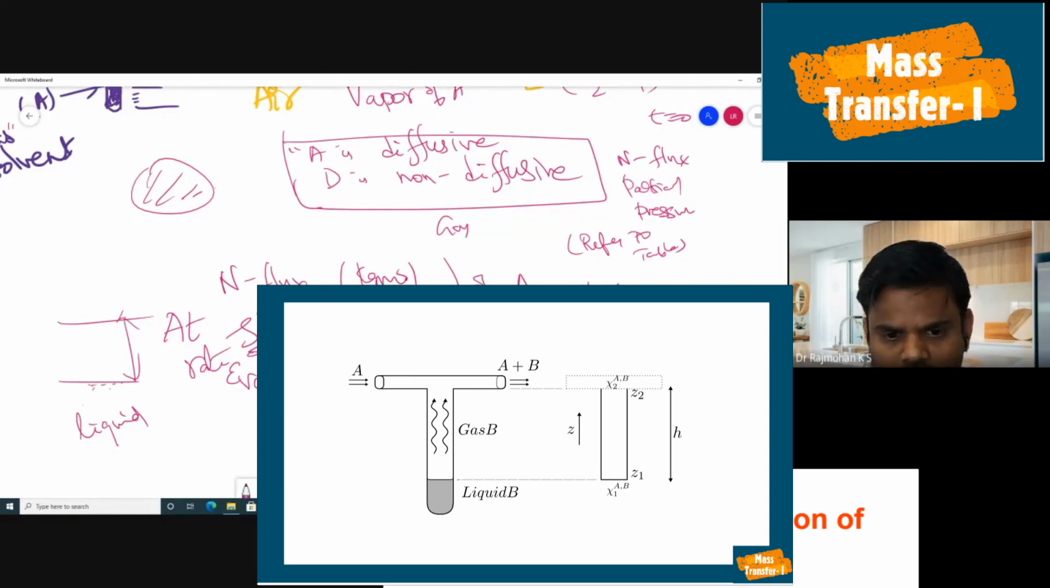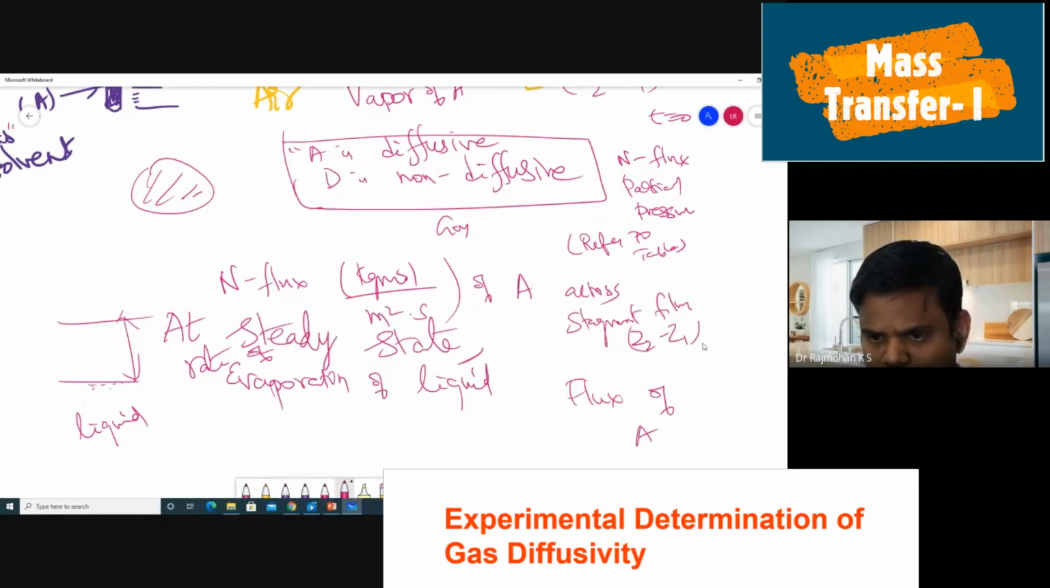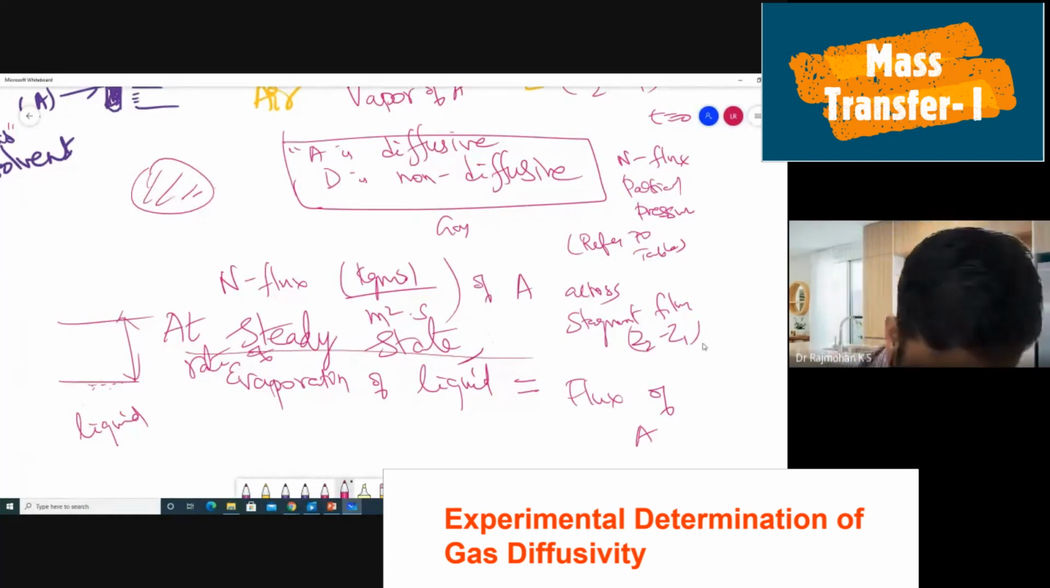Okay. So we have a rate of evaporation of liquid and we have flux of A. At steady state, what is the condition? This rate of evaporation of the liquid should be equal to flux of A, right? Whatever amount is being evaporated here is diffusing across this stagnant film, right? So if you understood this, we can proceed to get a derivation for flux.